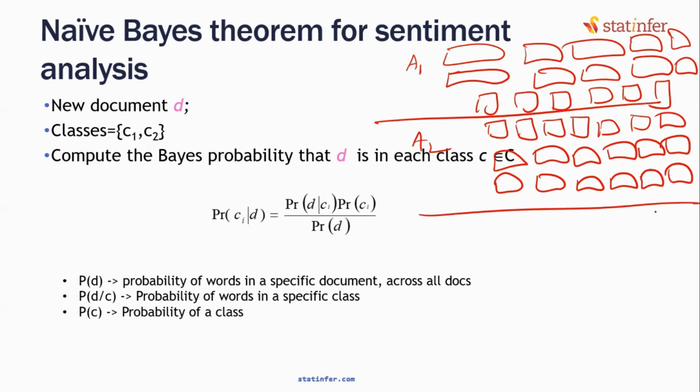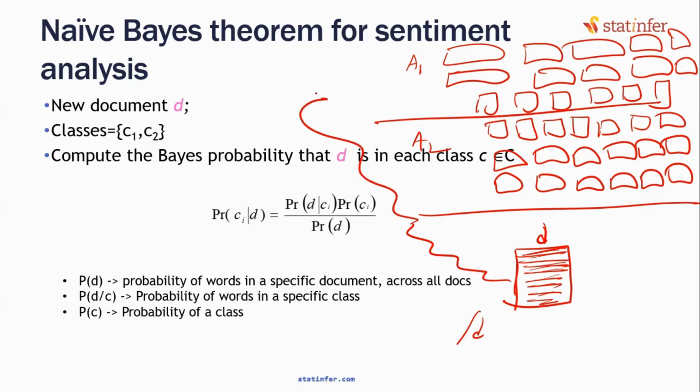Now imagine a new document. In front of you, there is a new review. Let this review be document D. Given this document, given these sentences, given these words, can you backtrack and tell me using Bayes theorem the probability that it is coming from A1 or the probability that it is coming from A2? Is it mostly generated by the A1 machine or by the A2 machine? Maybe there's a chance that it is generated by A2 as well as A1, but which one has higher probability?